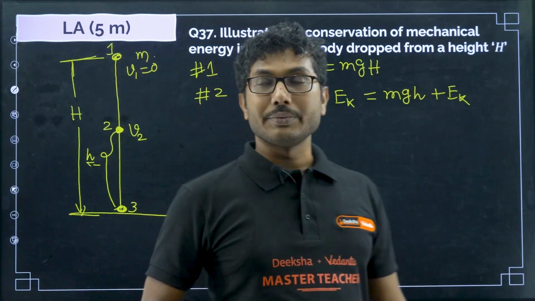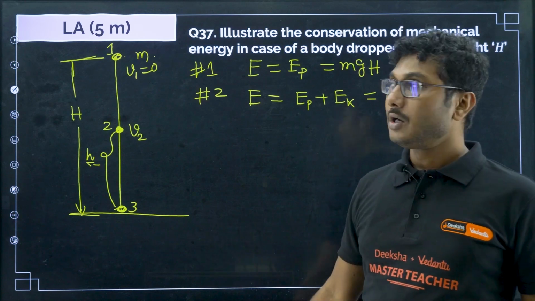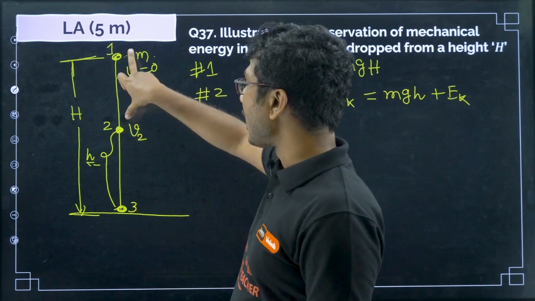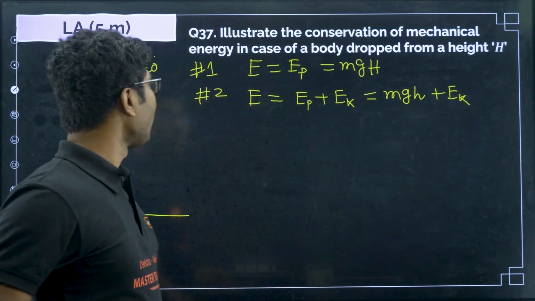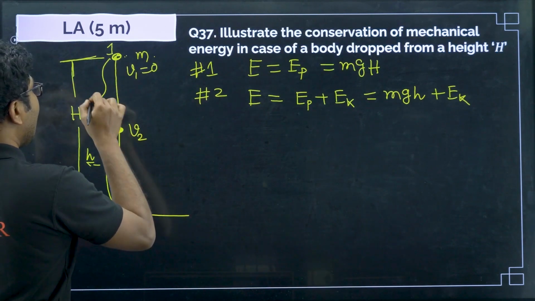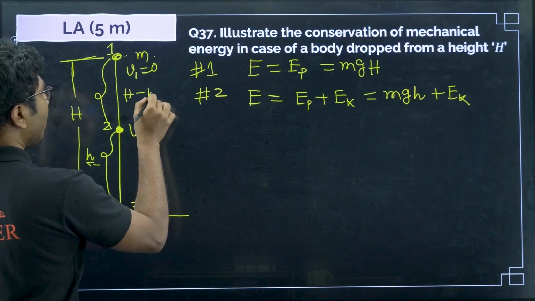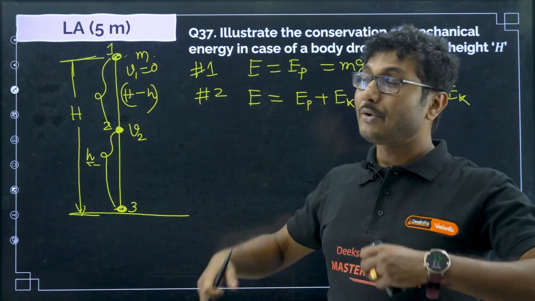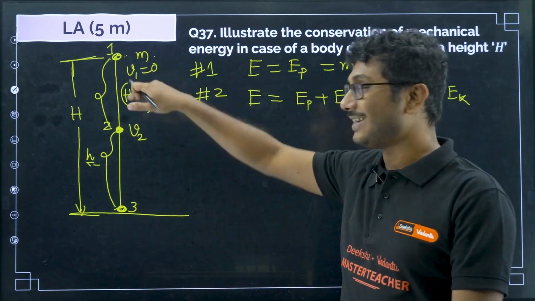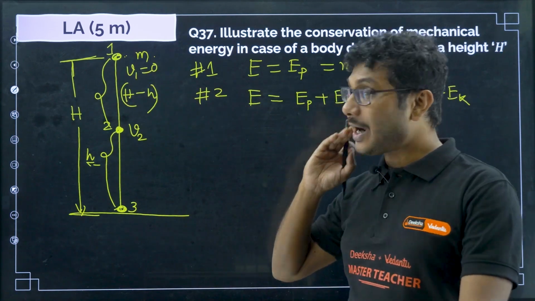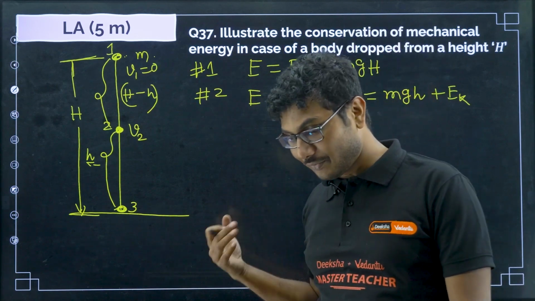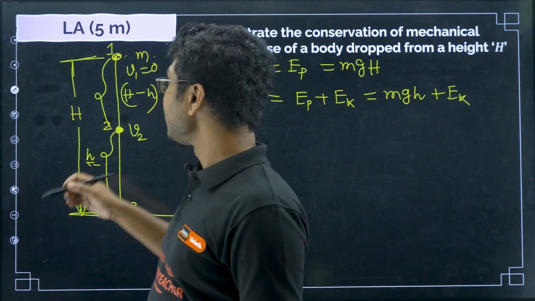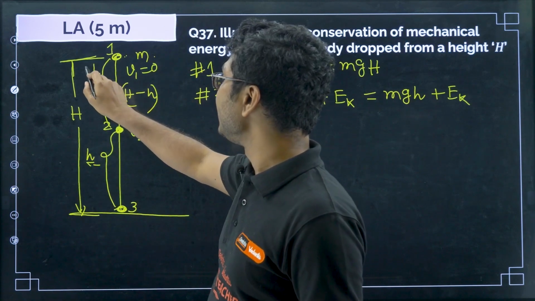First of all, the object starts from rest at some height. After falling for some time, it reaches a height small h. That means how much distance has it fallen? It has fallen a distance of capital H minus small h. Now you cannot use the conservation of energy itself here, because you are trying to prove that. So you have to use another formula, that is motion in a straight line. The object is moving under the acceleration due to gravity g.